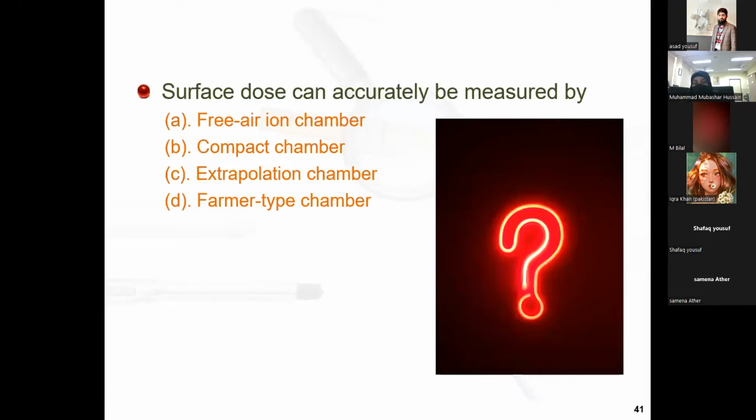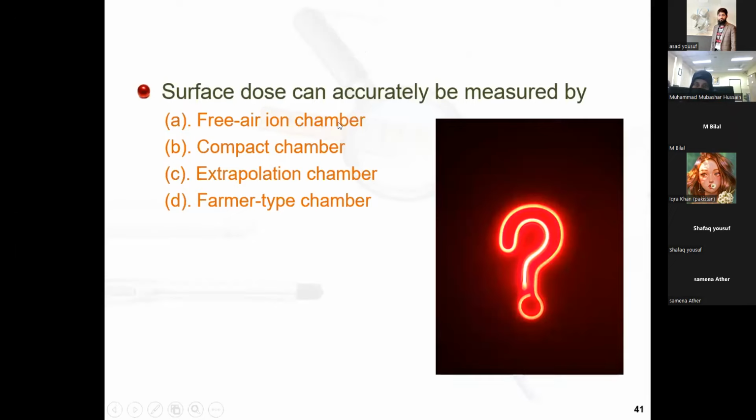So can you guess which chamber is used for surface dosimetry?